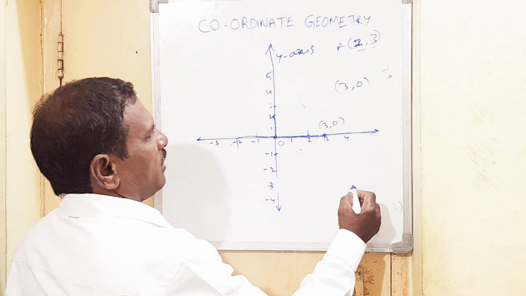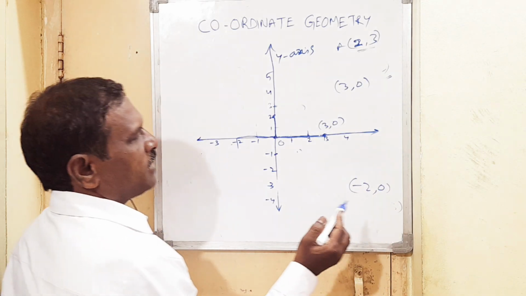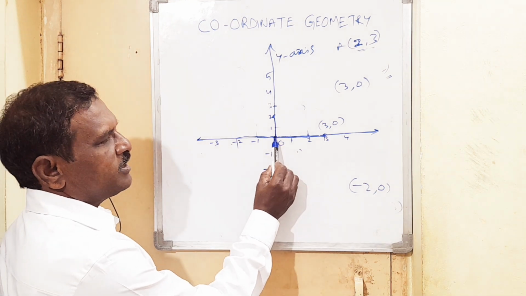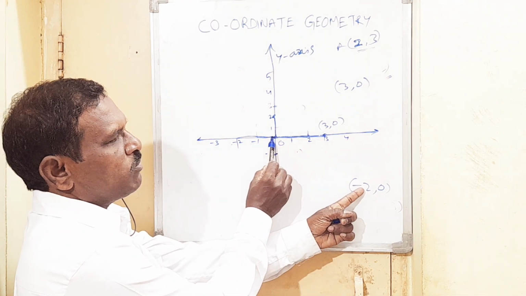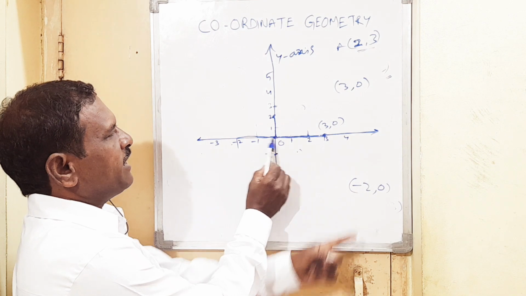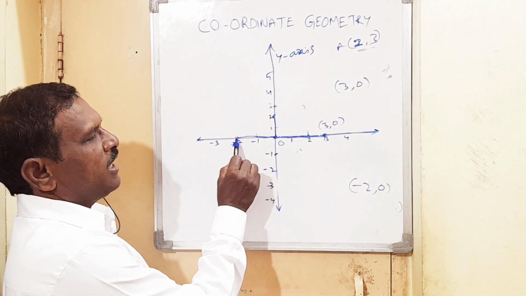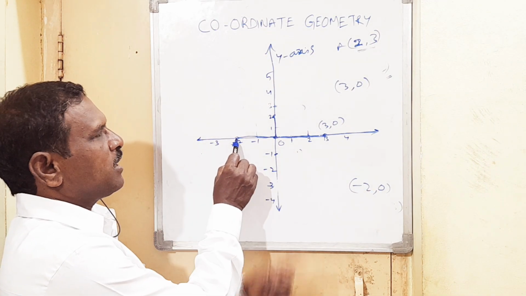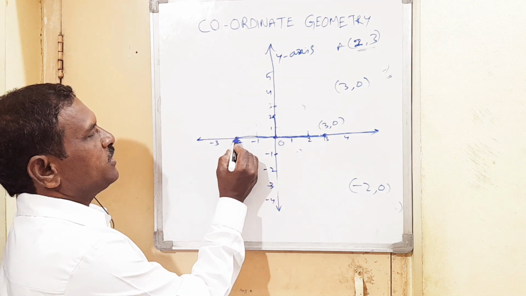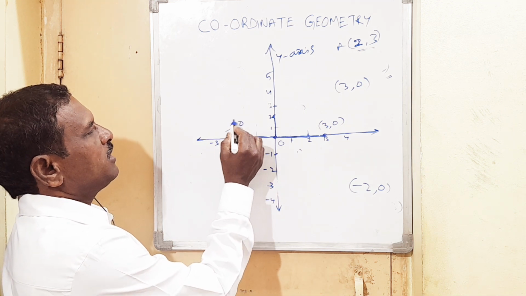Now minus 2 comma 0. How to plot this? We start from the origin. On the x-axis we should move 2 units left because it is minus 2. We come here. And on the y-axis we won't move up or down because that is 0. So we stay here only. This is minus 2 comma 0.